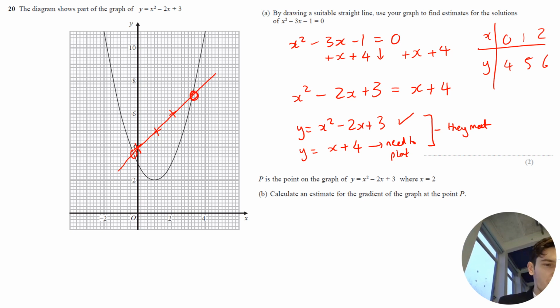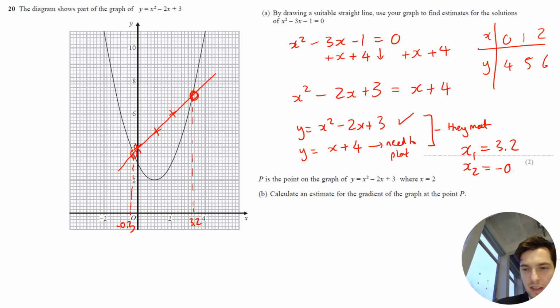then these 2 points where they meet are my answers. So my first answer, I did it properly with a ruler earlier, and I got 3.2. That was that one there, 3.2. And then this one, I got minus 0.3. So x1 was 3.2, x2 minus 0.3. So that's a tricky one, but hopefully the way that I explained that made sense, and we will go over it again at some point.